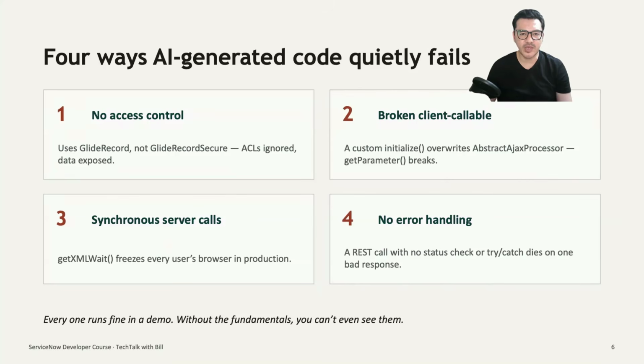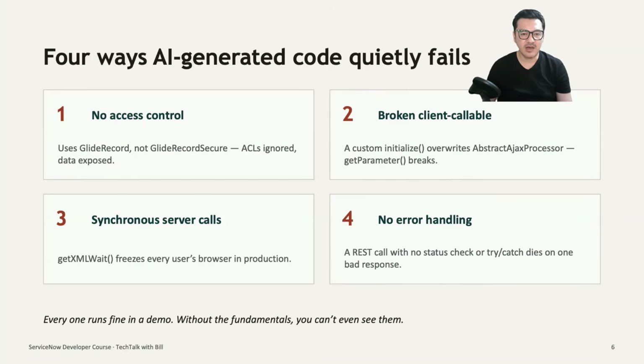The first one is queries with no access control. The AI writes a plain GlideRecord query and returns the records. If you look at it, it looks fine, but it used GlideRecord, not GlideRecordSecure, so it quietly ignores the ACLs. Now a user sees data that they should never see. So it defies confidentiality, integrity, and availability. It's a security hole that passes every functional test.